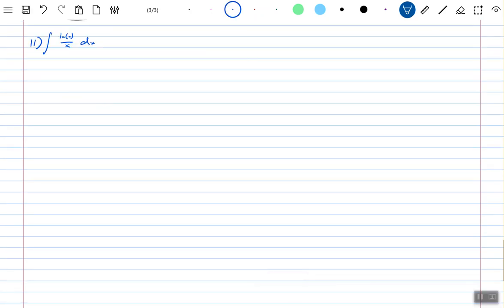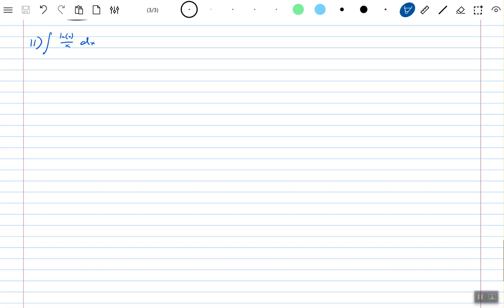Now let's try this example. The integral of the natural log of x divided by x. All right? Well, remember, we're taking the indefinite integral, so we don't have to worry about limits of integration here. So let's look at this. Do we have a rule off the top of our head that we can use for this? No, we do not. We do not have a rule for this.